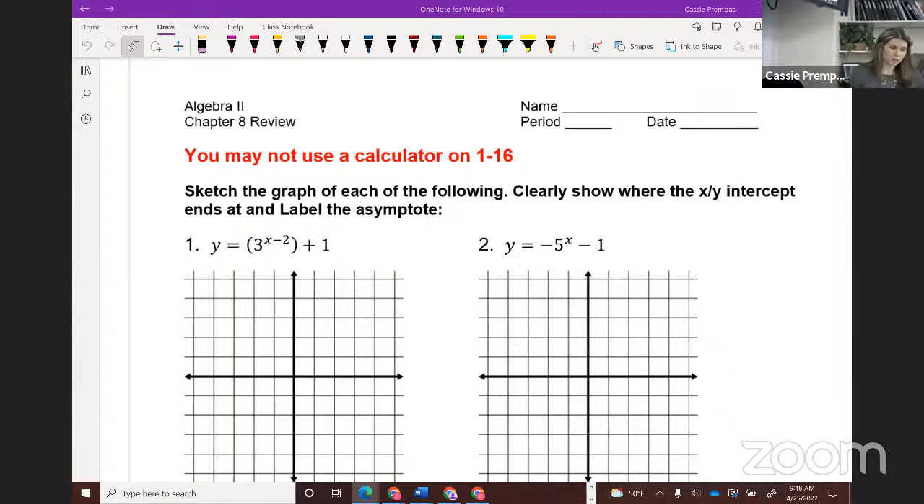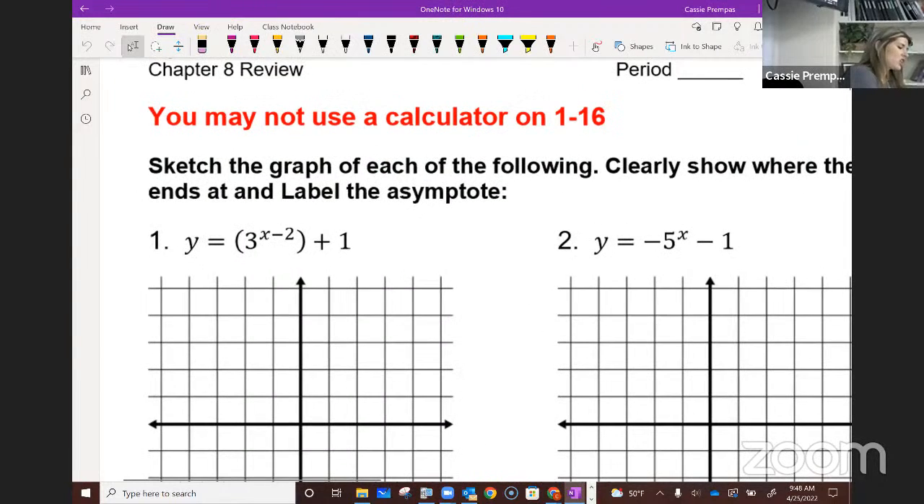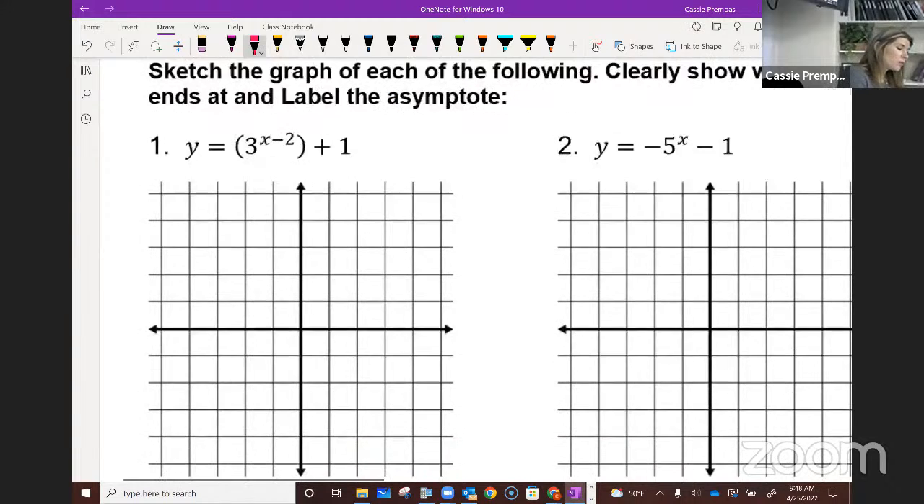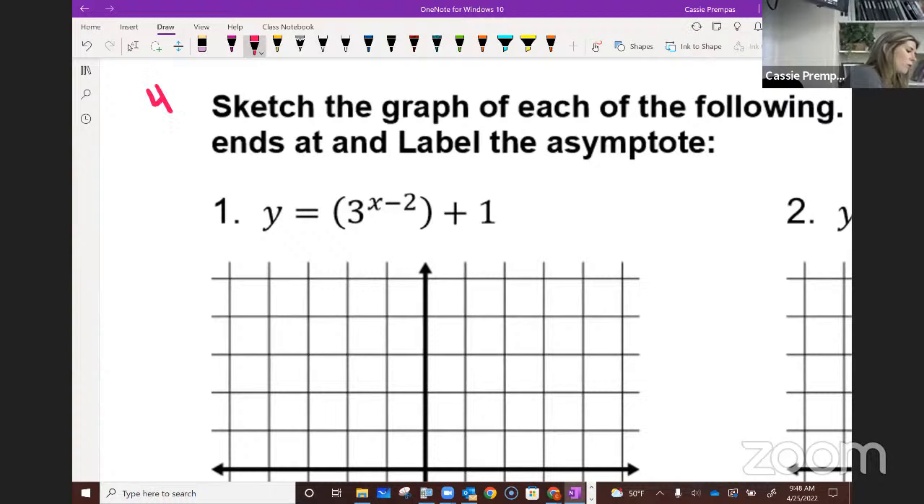All right, ladies and gentlemen, let's start back in section 4.1. By the way, this says chapter 8, but that's because we're in unit 8. It's actually chapter 4 from your book. Okay, and we're going to start reviewing. This is from section 4.1.